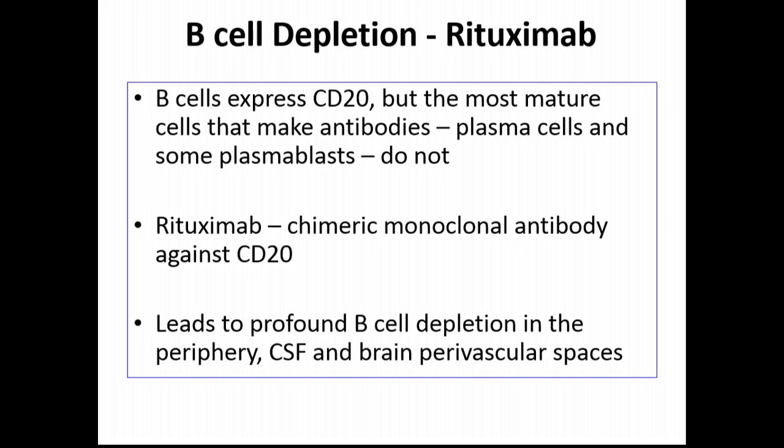Rituximab does not get rid of antibody-producing cells. That's why, even in NMO, for example, you may shut down relapses with rituximab, but your NMO antibody is still going to be the same titer for a long time. So it's not an antibody killer. It's a B-cell killer. That said, it seems to work favorably for many neuroinflammatory diseases.